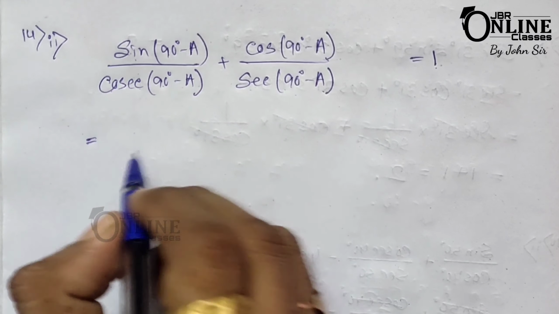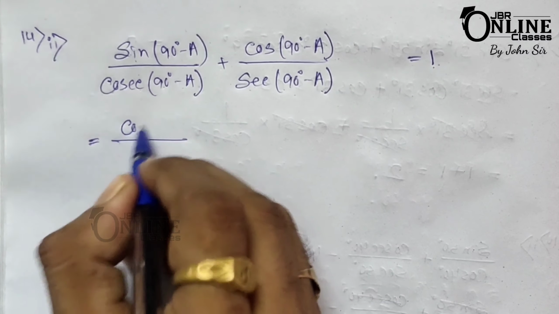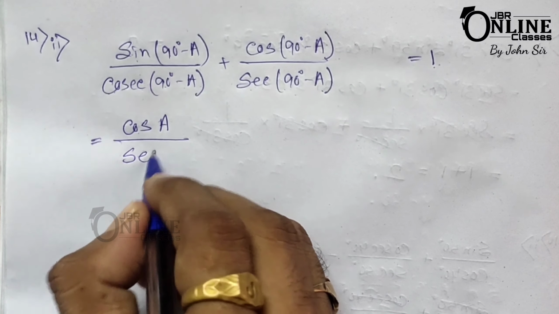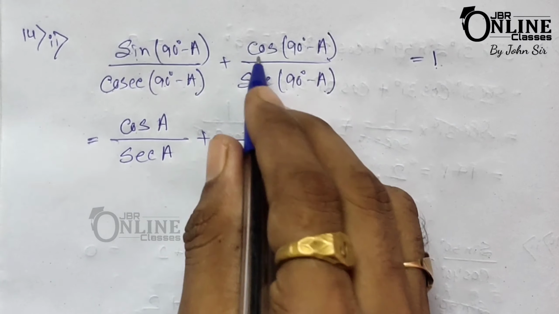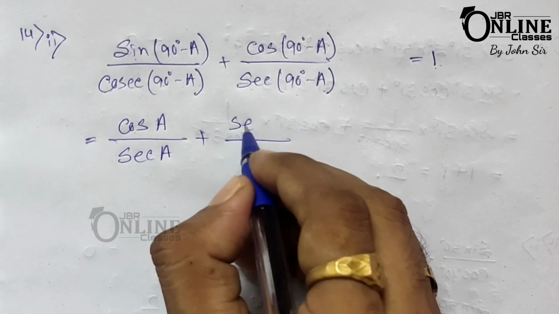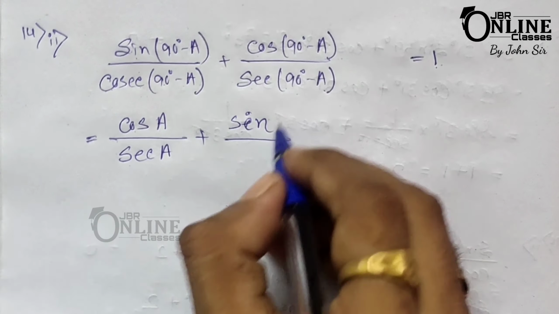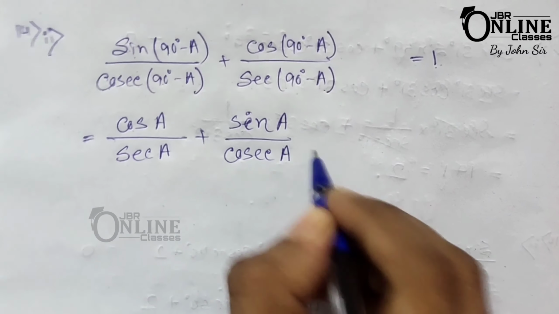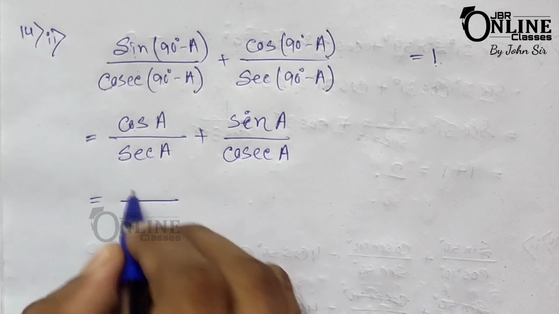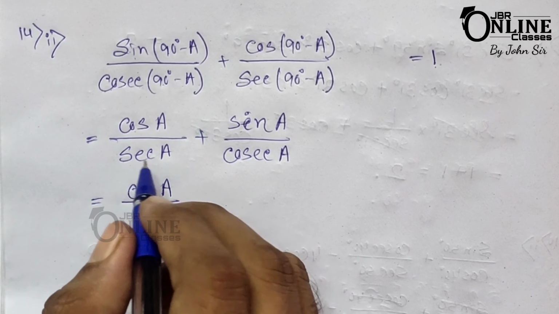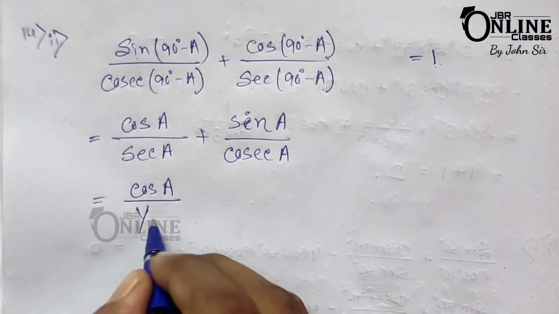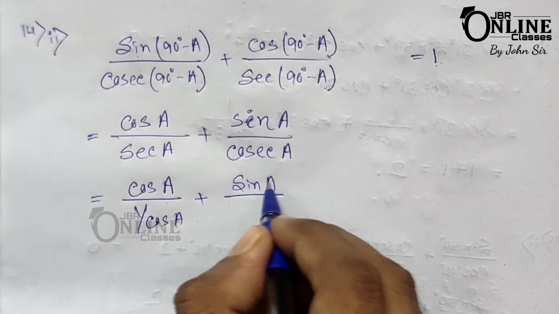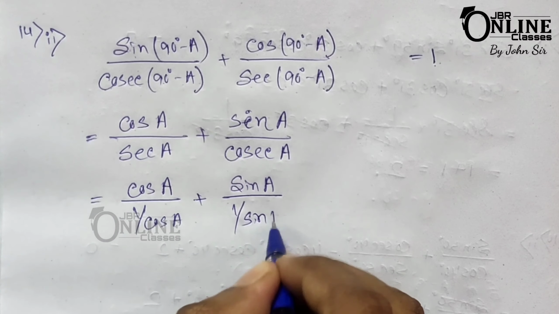So here sin(90° − a), the formula is cos a. Cosec(90° − a), the formula is sec a. Cos(90° − a) equals sin a. Sec(90° − a) equals cosec a. Okay, now next, the upper one will be cos a, and sec a means 1 by cos a. Here also the upper one is sin a, and cosec a means 1 by sin a.